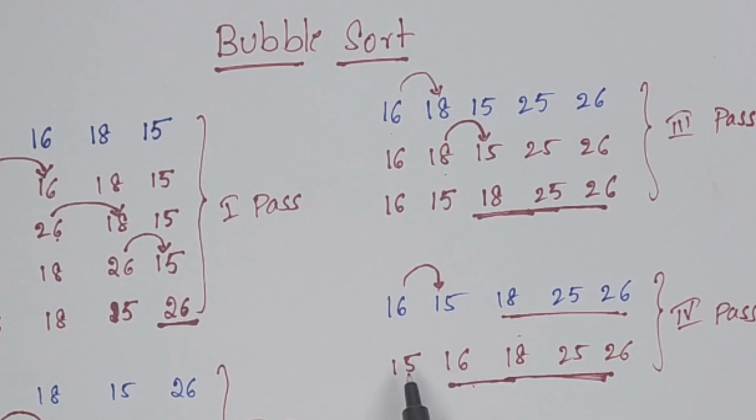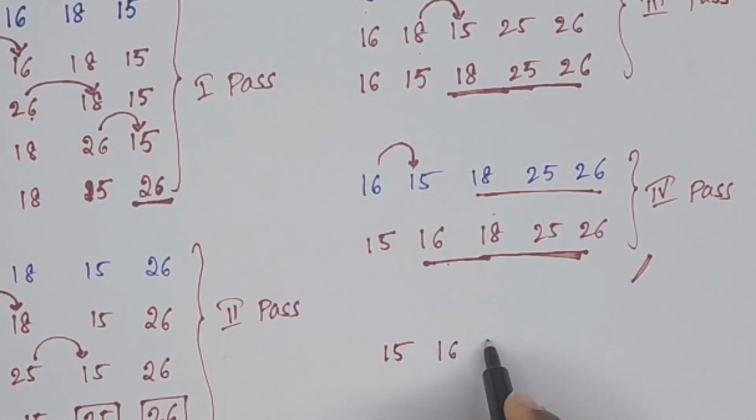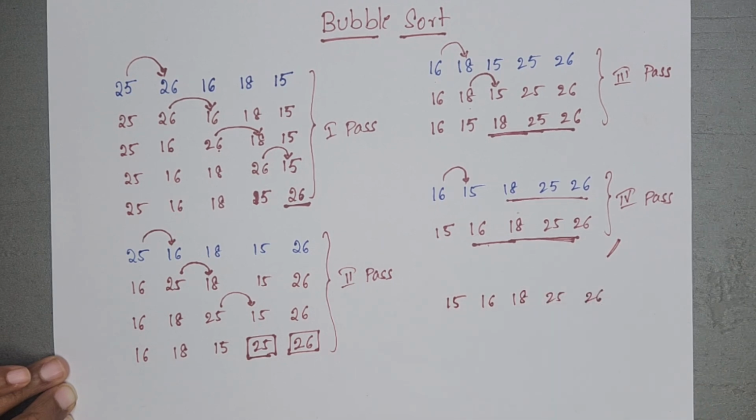So again 15, no need to compare with any other elements because all these are in sorted order, which means this is also in sorted order. Now final elements, finally after sorting, the elements are 15, 16, 18, 25 and 26. This is the bubble sort working principle.